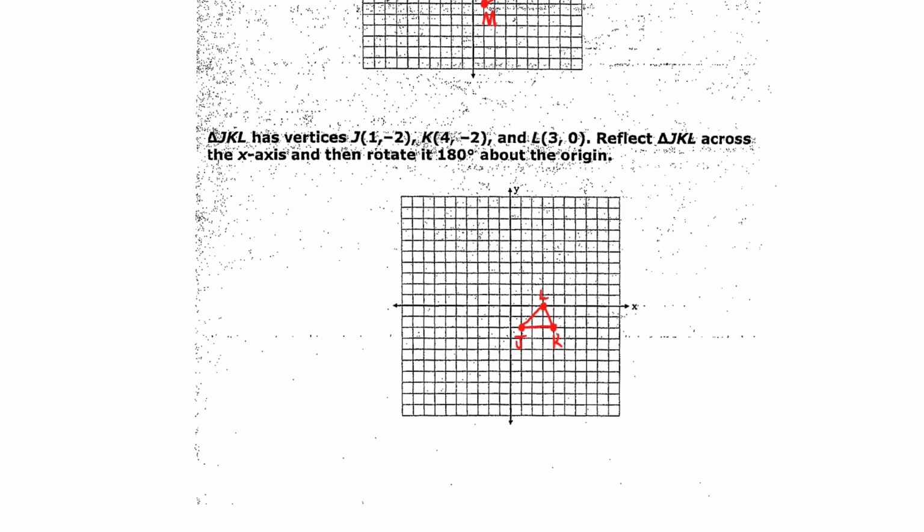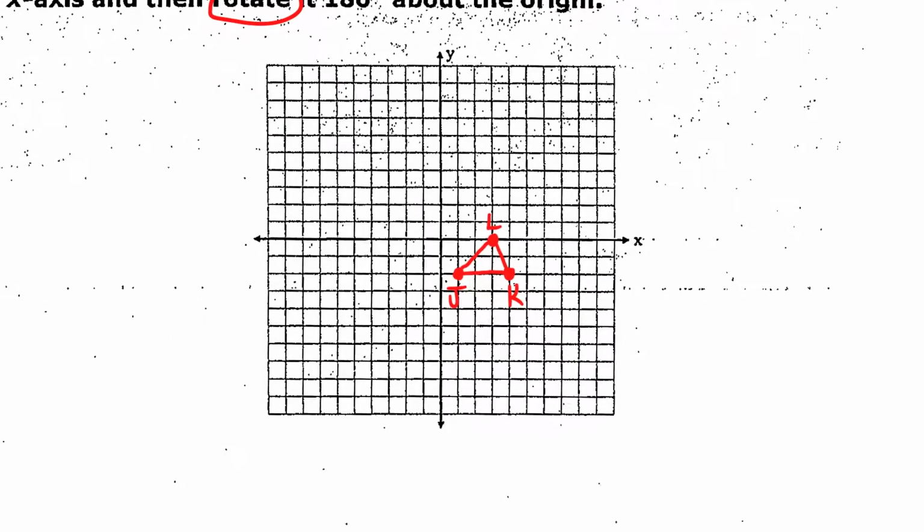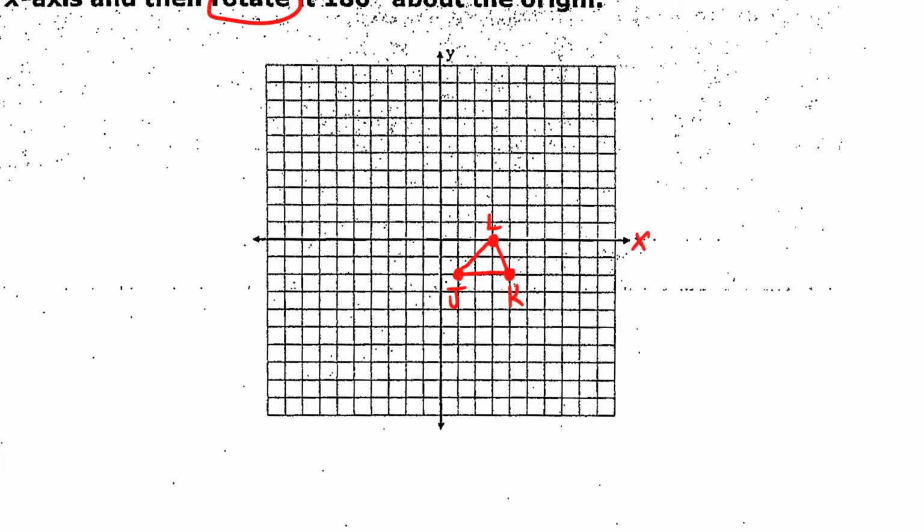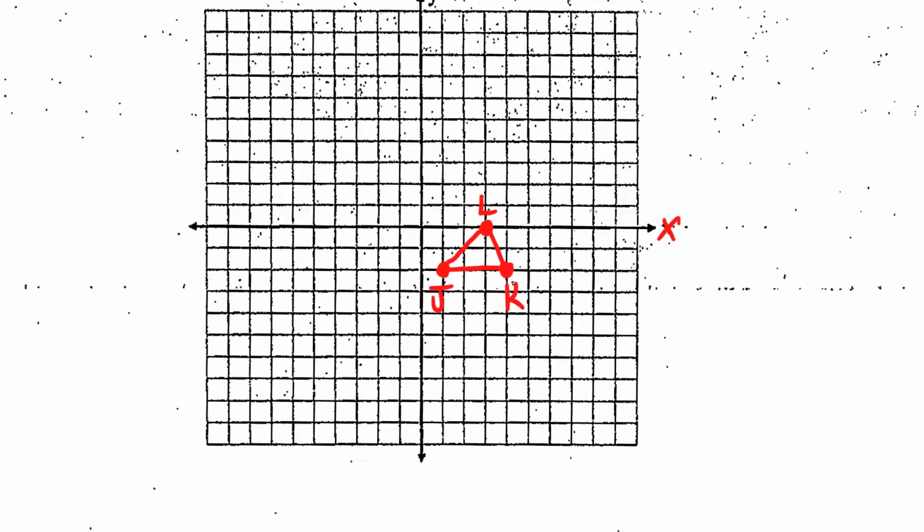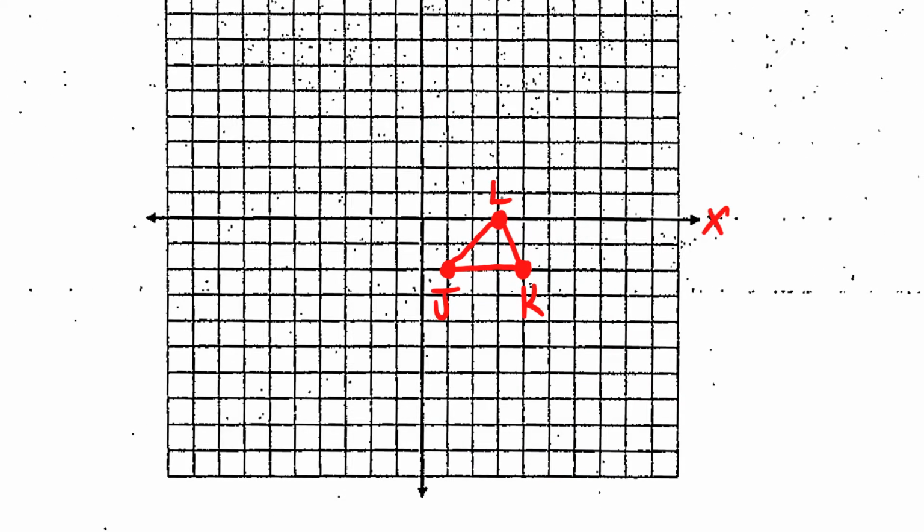All right, so what are the two transformations we're going to do on this one? We're going to reflect it and then rotate, in that order. So we're going to do the reflection first. So across the x-axis. So the x-axis is this one right here. Okay, so how far is L away from that line? 0. So the new one's going to be 0 away. It's going to share that same point.